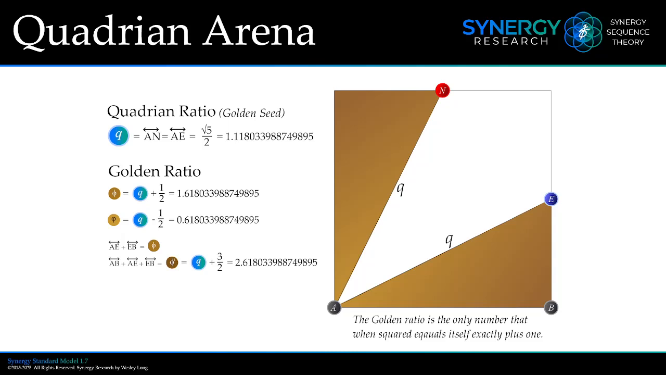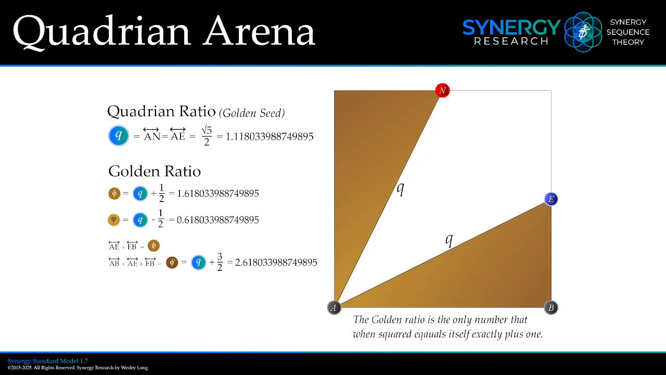Finally, look at the bottom right caption. The golden ratio is the only number that when squared equals itself plus 1. That is a profound property. It's not just aesthetic, it's algebraic destiny. And it reappears throughout the natural world, in the spirals of shells, the branching of trees, and now here, inside the very framework of physical constants in the synergy model. The golden ratio is not a coincidence, it's a cornerstone, and here it grows directly out of the geometry of a square.